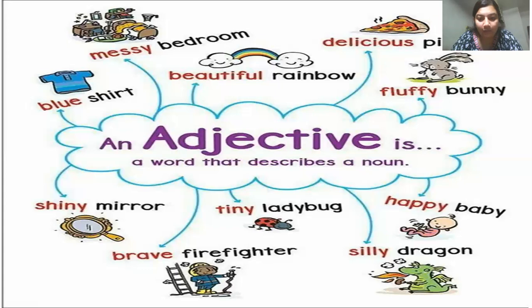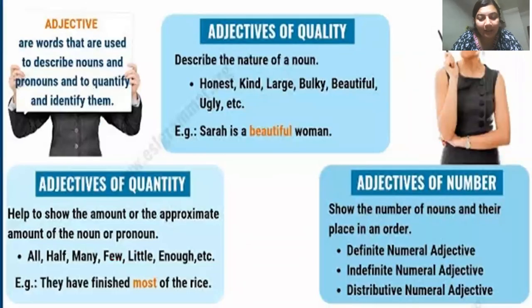We'll understand three kinds of adjectives in this video today. That is adjective of quality, quantity, as well as number. So let's start with the first kind of adjective, that is adjective of quality. It is also known as qualitative or descriptive adjective.